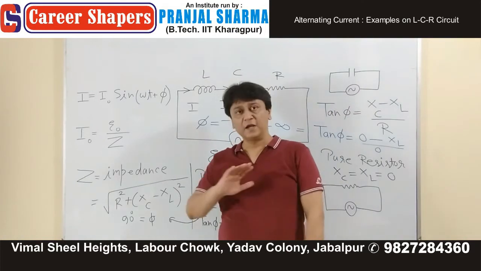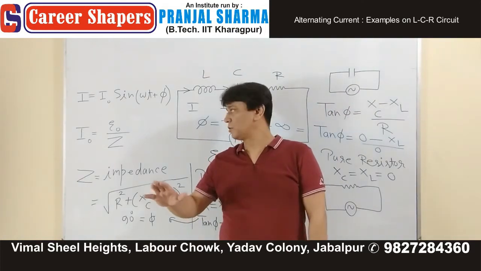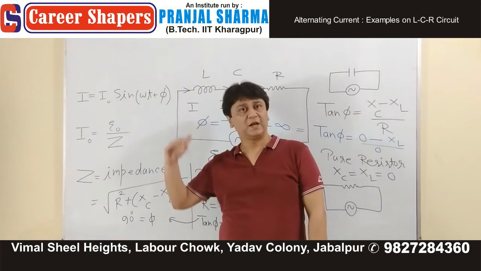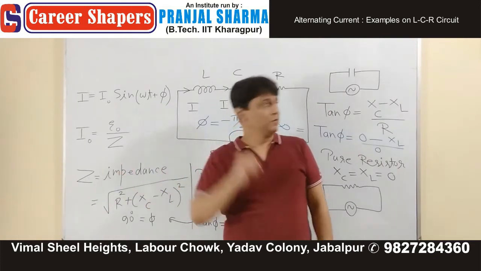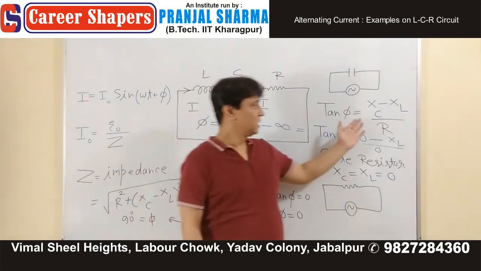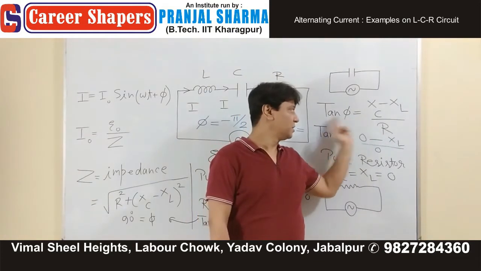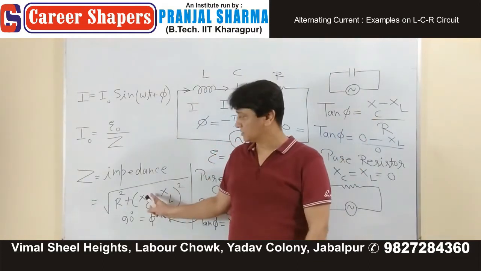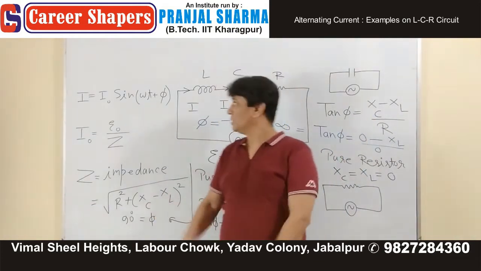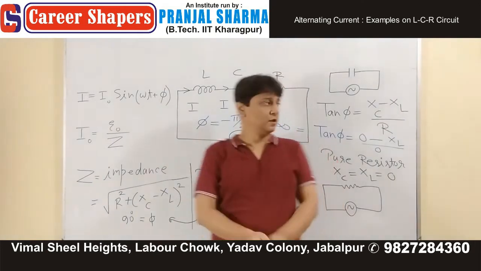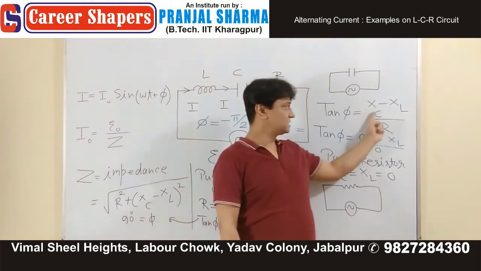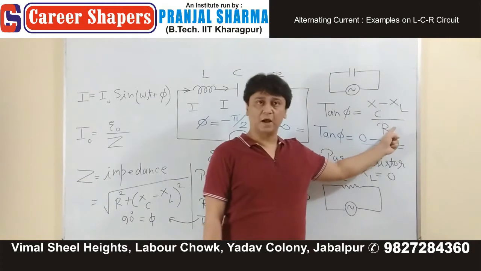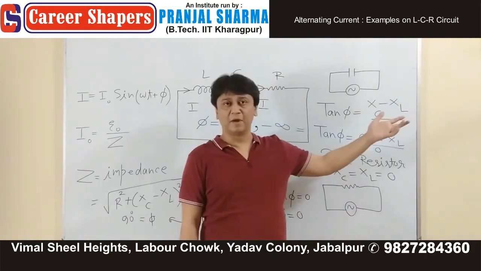For any combination of L, C, R, from now onwards, I expect that you will remember this and this. And as I told you, if this is plus phi, tan phi will be Xc minus Xl divided by R. You can simply remember this way.